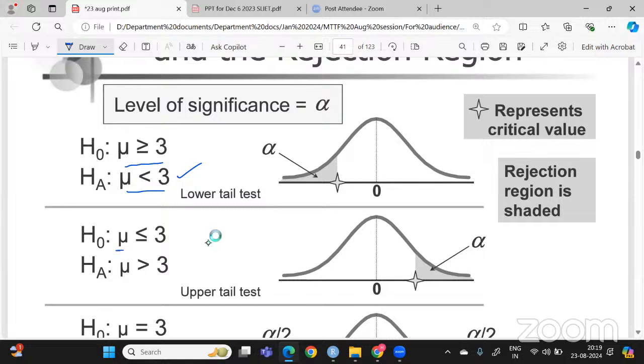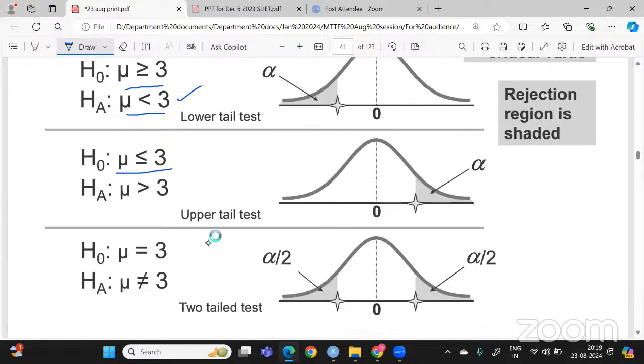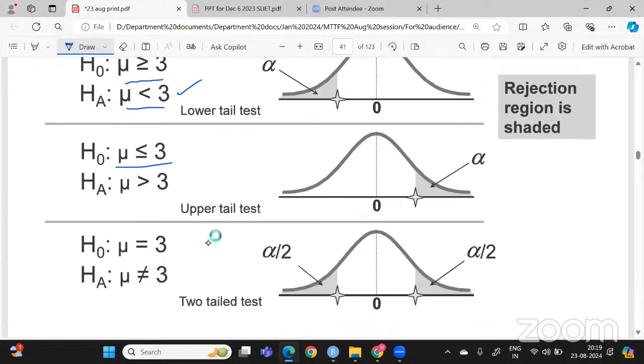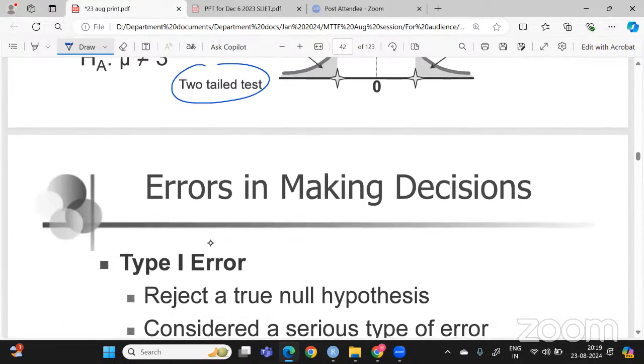And if we have the opposite statement, that the alternative hypothesis is greater than 3, then we have to test only on the right side. And when the not-equal symbol is there in the alternative, we have to test on both sides. So our critical region will be on both sides. This is called a two-tail test, and alpha by 2 will be on the right hand side as well as on the left hand side. This is a very important thing one has to keep in mind, whether we are doing a left tail test, a right or upper tail test, or a two-tail test.